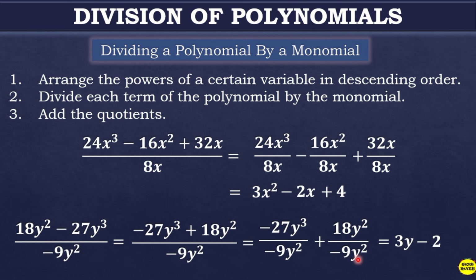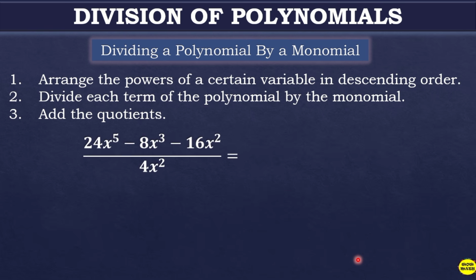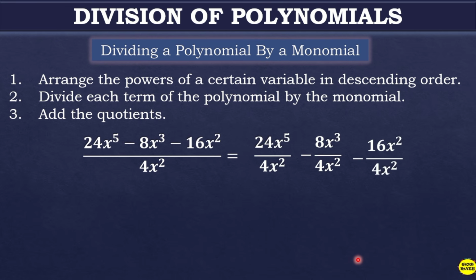So, we have another example. So, ganun lang ulit. Divide lang po natin siya sa lahat. So, 24 divide 4, that is 6. And then, 5 minus 2, 3. And then, negative 8 divide by, minus, and then 8 divide 4, that is 2. And then, 3 minus 2, 1 na lang. And then, 16 divide 4, that is negative 4. Kasi minus ito. And then, wala na to.